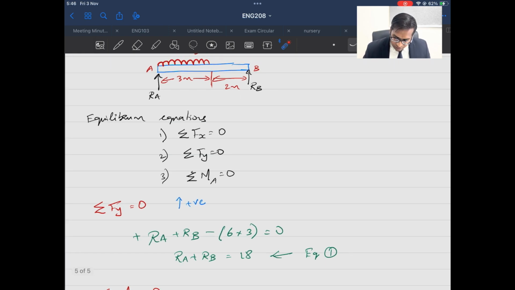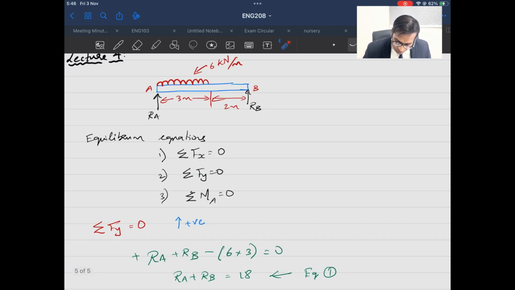As I said in my earlier lecture, if a point load, if a force is acting at a point where we have to find the moment, it will not cause any moment. Please understand, if a force is acting away from the point of consideration, then this will cause a moment. It will create a rotational effect.